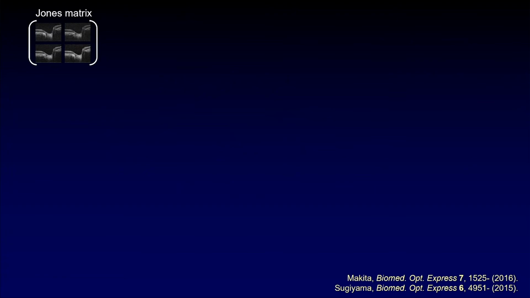Okay, so now we have the Jones matrix. I'm going to talk about how we can measure the Jones matrix of the sample later. But assume we have the Jones matrix, okay? And then by applying, for example, a coherence composition algorithm, we can have a highly sensitive scattering OCT image, okay? And from this, we can even derive the local scattering or local attenuation coefficient imaging.